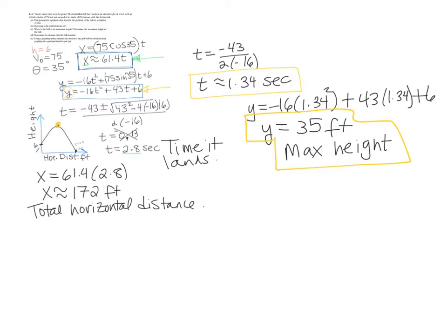We have the time to land was 2.8 seconds, and that gave us a horizontal distance of about 172 feet. And we have our parametric equations here. Okay, so there you go. And let me show you next how to do this on Desmos.